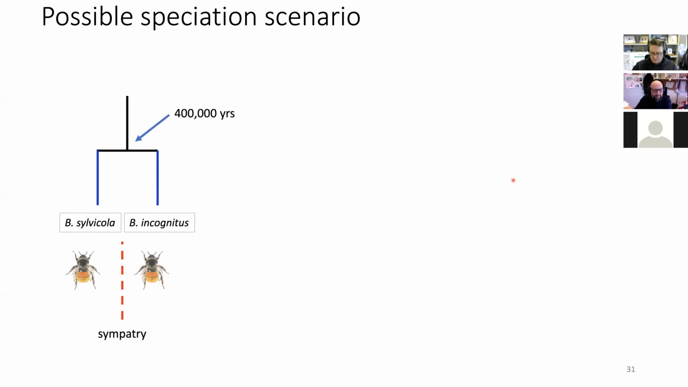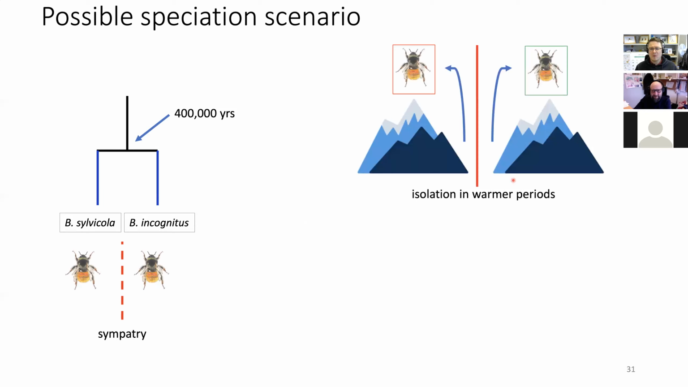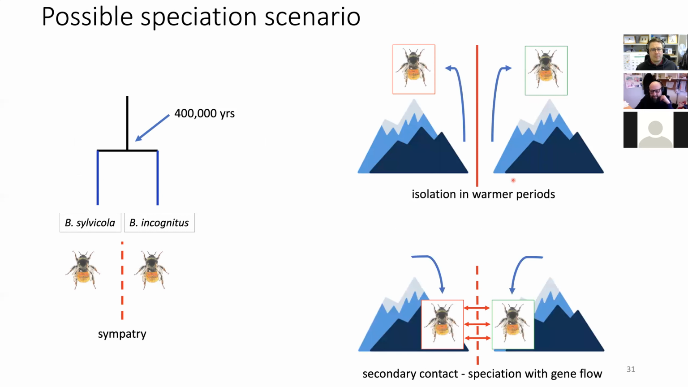And I just made a simple cartoon to illustrate that idea, that in warmer periods you can have temporary isolation, and then, once partial barriers to gene flow have developed, you can have secondary contact, but divergence still continues.